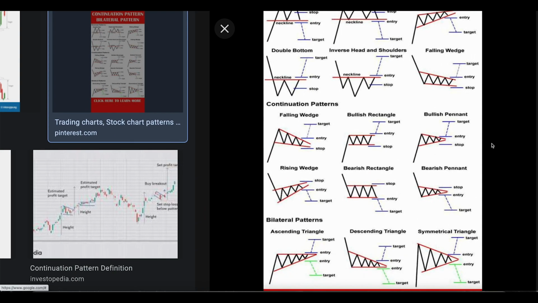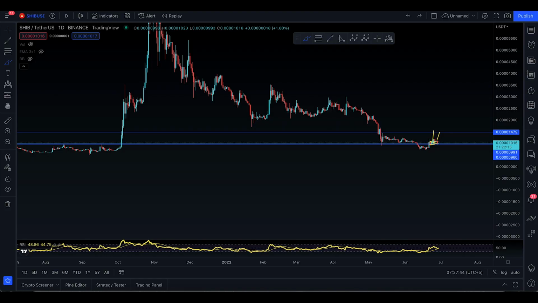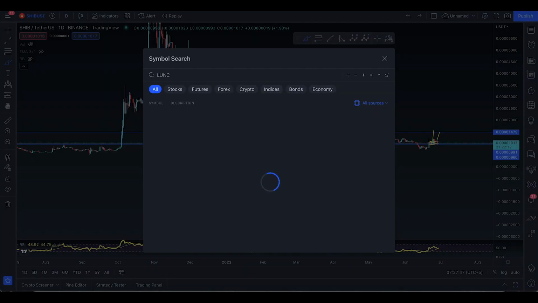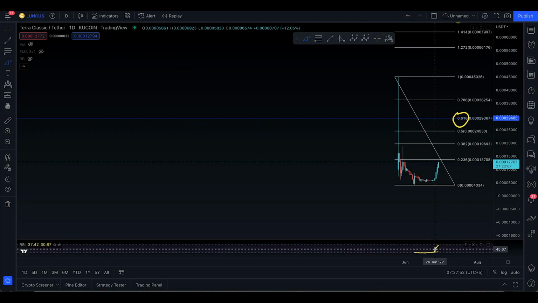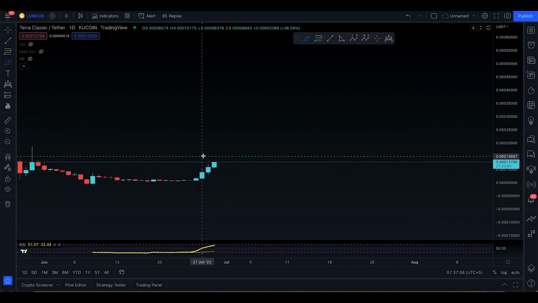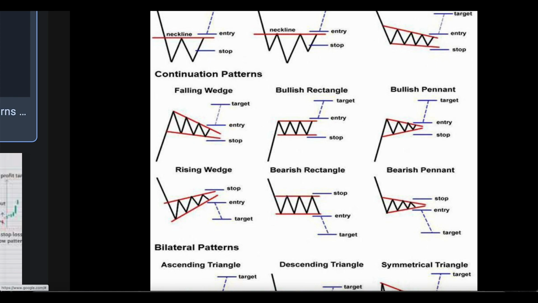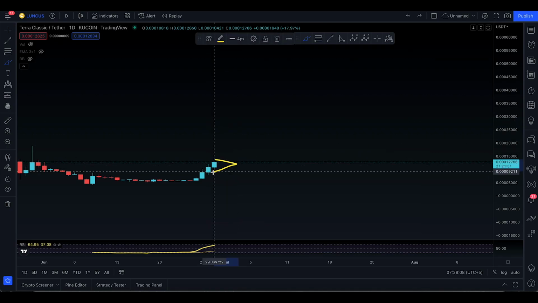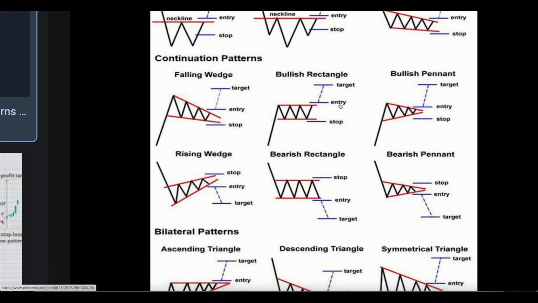Okay, so continuation patterns. You do have a falling wedge, number one. You do have a rising wedge. You want to see something like this, maybe make a falling wedge. So I'm going to bring in Luna Classic once again so that I can give you a future prediction using logic. The first logic is you make something like a bull flag or a falling wedge. Number two, maybe make a bullish pennant like the one I showed you from Shib, break it out and then continue higher, and that would be an amazing trade.